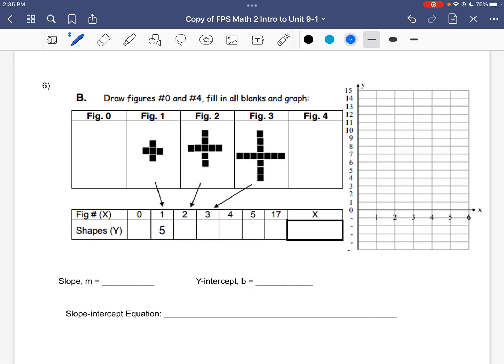So we want to draw in all of our figures, and then we want to fill in all the blanks. Okay, so figure number 1, they kind of did for us, but there are 5 blocks. So in figure 1, notice here's the figure number, and this says the shapes, but I would probably write for this number of blocks. It just seems to make more sense. And let's label our axes over here too. So figure number and number of blocks.